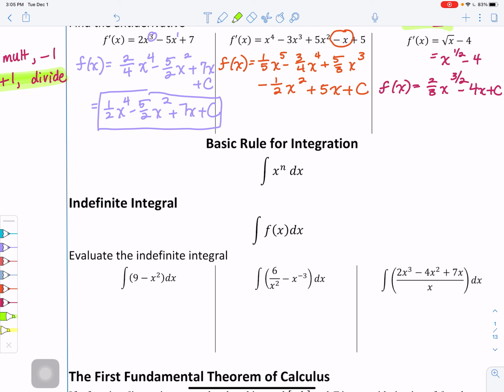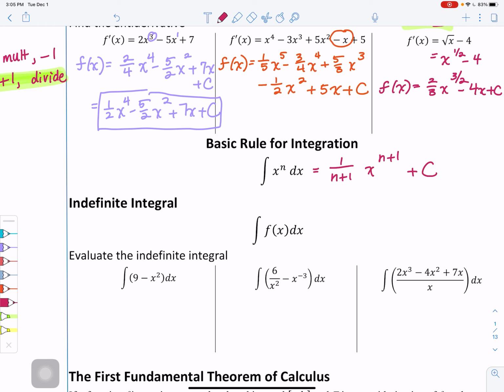And it looks like this. The integral of x to the n is equal to add 1 and divide, x to the n plus 1, all plus c. Okay? So it's not too difficult, but that might be something that you want to practice or convince yourself of with that formula.